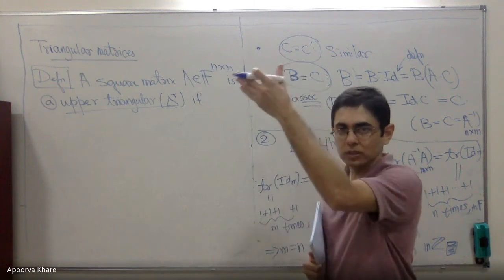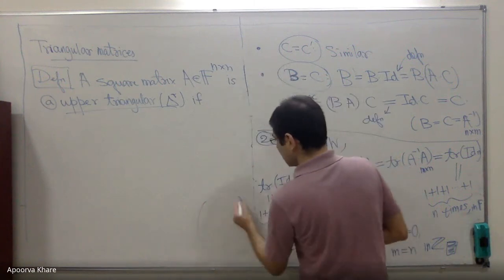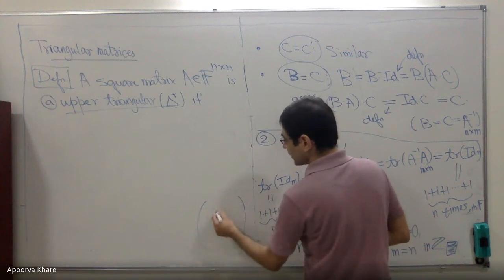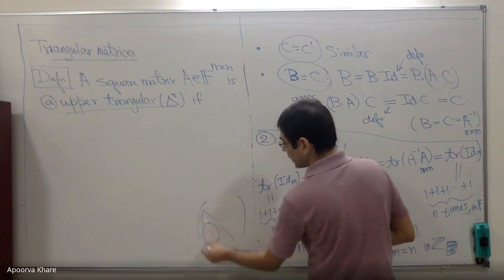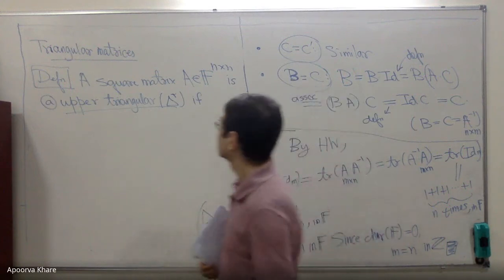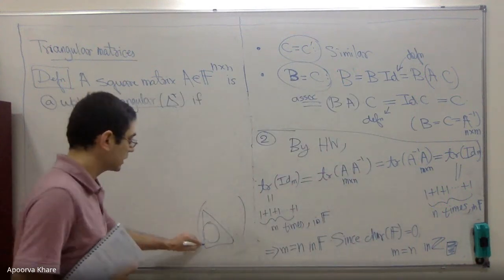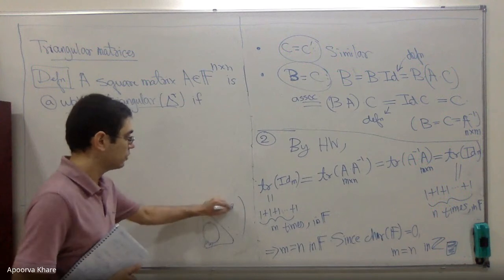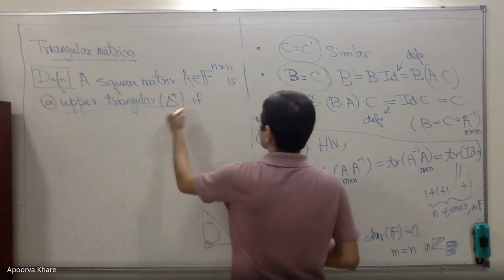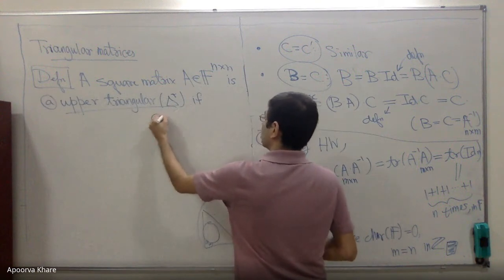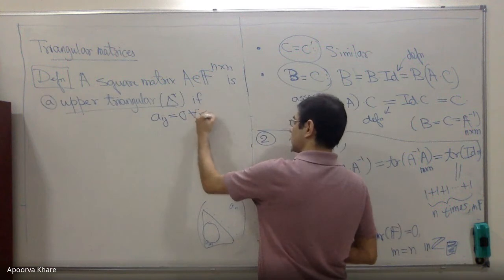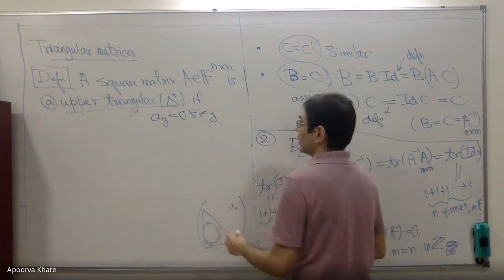If you have a square matrix, then you have the 1,1, 2,2, 3,3, 4,4, 5,5 entries. Upper triangular means that all these entries below the main diagonal are 0. Lower triangular means all the entries above are 0, and so on. Okay, so what are these? This is A_m1. This is A_1n. So if A_ij equals 0 for all i less than j. Sorry, for all i bigger than j.